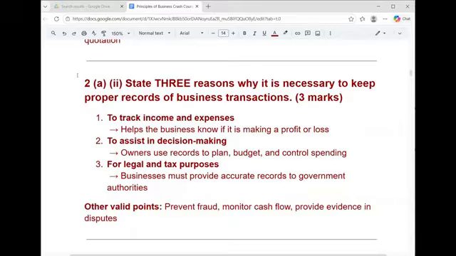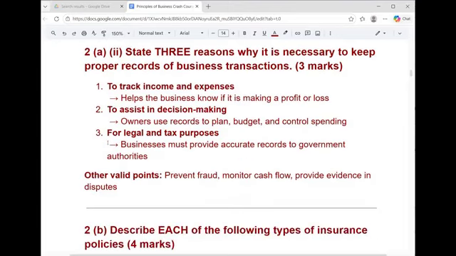Number 2A, Roman numeral 2: say 3 reasons why it is necessary to keep proper records of business transactions. One, to track income and expenses. So it helps the business know if they are making a profit or a loss. That is a wise thing to do because it will help them make adjustments where necessary, especially if they are incurring more losses than profits.